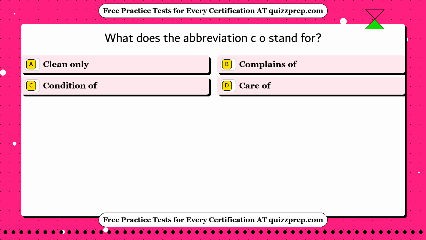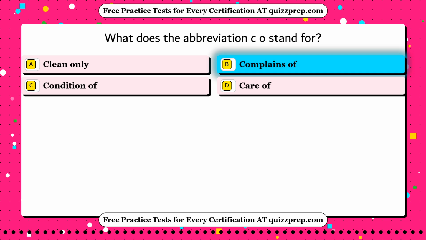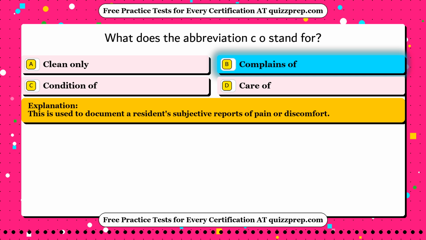Question 27. What does the abbreviation CO stand for? Option A, clean only. Option B, complains of. Option C, condition of. Option D, care of. The correct answer is option B, complains of. This is used to document a resident's subjective reports of pain or discomfort.